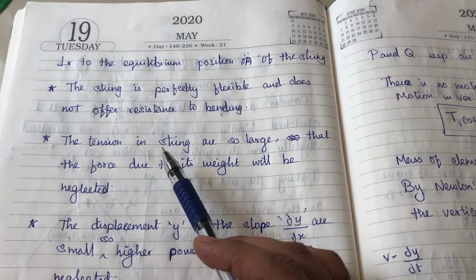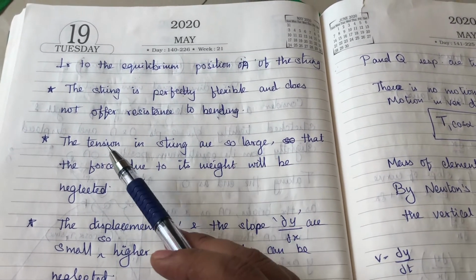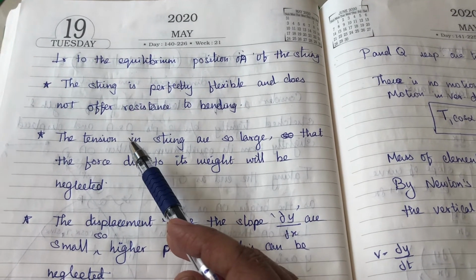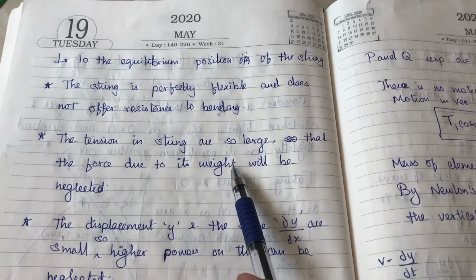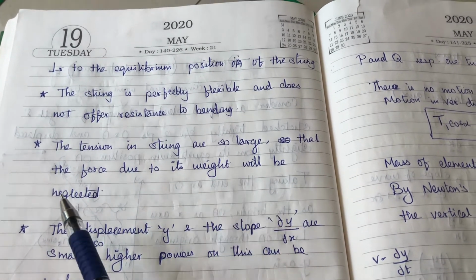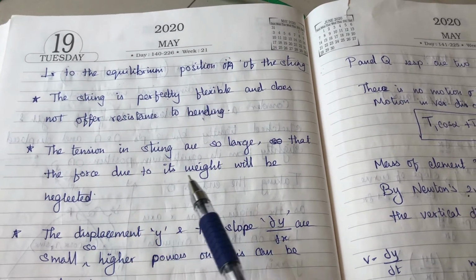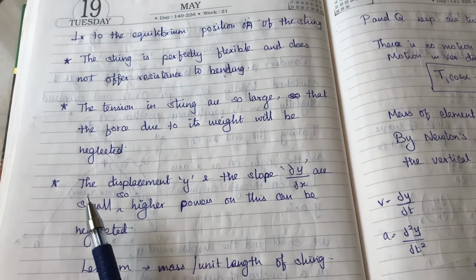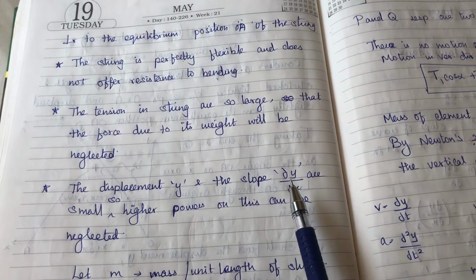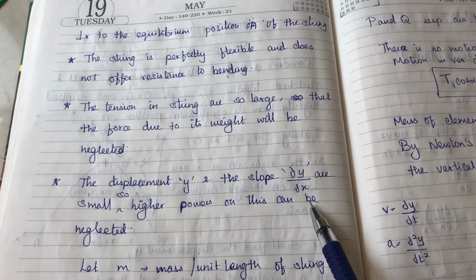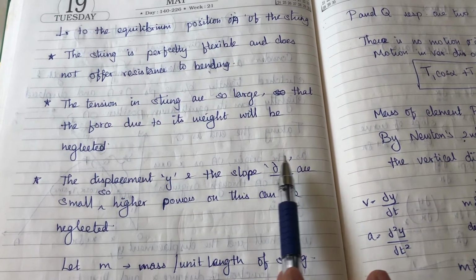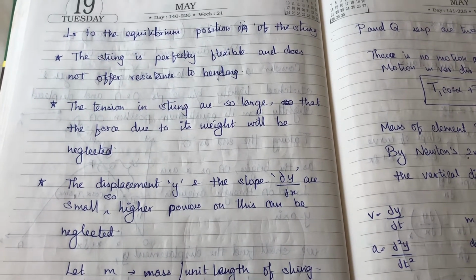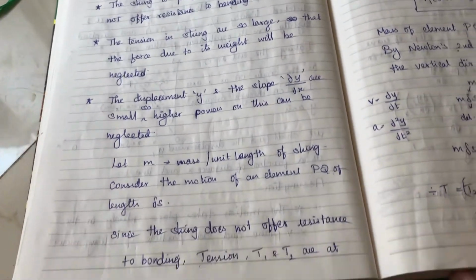The tension is a large one, so this string has more tension. So we can easily neglect the force with respect to weight. Okay, so the weight force we can neglect it. Then the displacement y and the slope, dou y by dou x, are small. So higher powers of these terms will be eliminated. Okay, these are the assumptions.